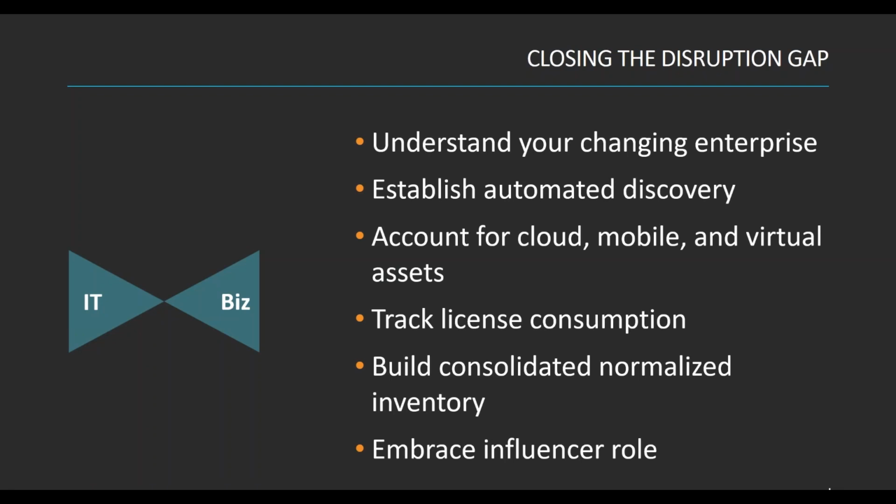And when we get this visibility through automated discovery that is capable of finding cloud, mobile, and virtual assets, it also needs to account for all license models, especially consumption-based models, which are more prominent within cloud deployment. So if organizations can consolidate and normalize this information, they can assume the role of influencer, not necessarily gatekeeper as it was in the past, but influencer that can enable the business to meet their goals.